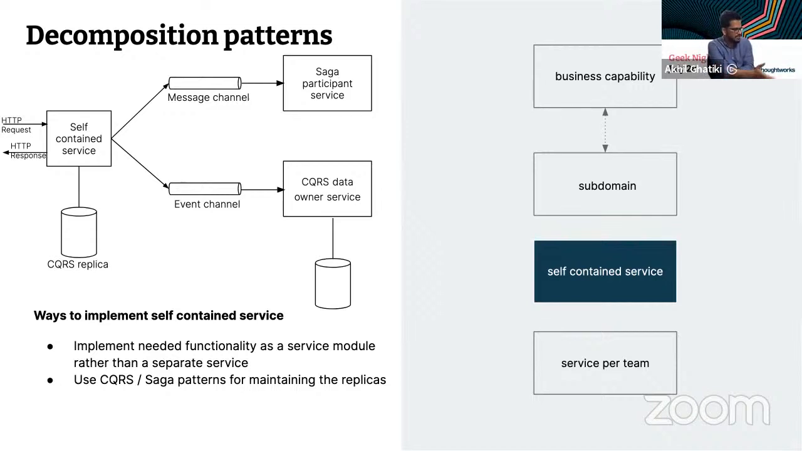So what are the ways of implementing self-contained services? As I just wrote down here, implement the needed functionality as a service module rather than a separate service. So you can have the one service module implemented within the service and use CQRS or Saga patterns to replicate the data across multiple services.